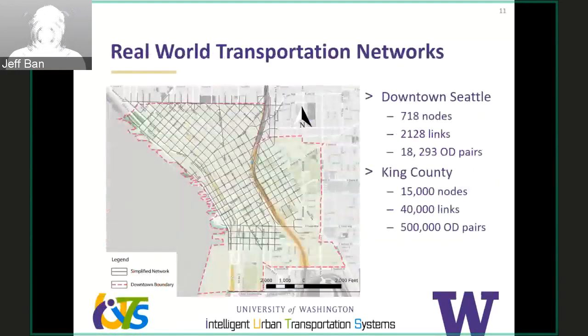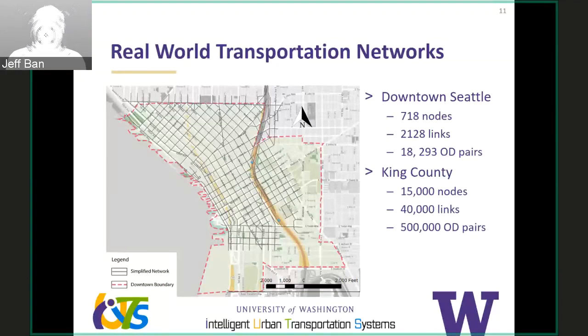You can imagine, this is a downtown Seattle network, right? We have about 700 nodes, 2,000 links, and 1,800 OD pairs, right? So you can imagine the problems getting larger and larger. And if you talk about an even bigger network, we know there's the Chicago regional network, there's the Pennsylvania network. Here we have the King County network, which includes Seattle and Bellevue, which is on the other side of the lake, as two major cities. It has 15,000 nodes, 40,000 links, and 500,000 OD pairs. If you try to apply this traditional link-node kind of formulation, you can imagine it would be challenging to solve computationally, right?